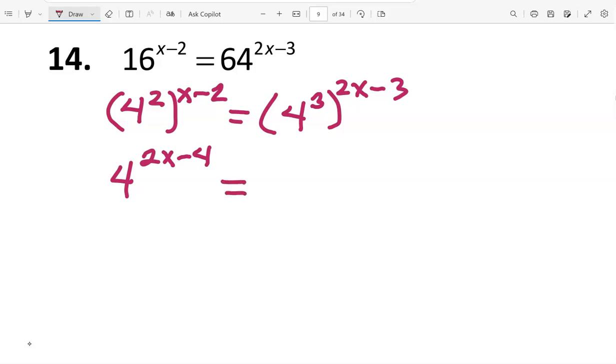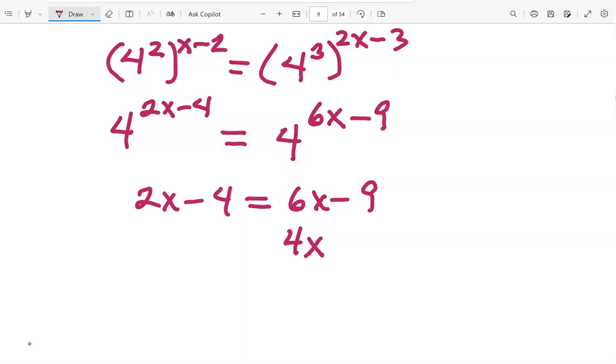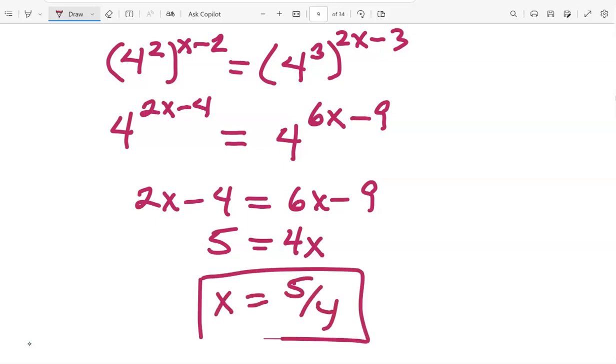On the right side, same thing, power to a power, we multiply the exponents. Don't forget to distribute that 3 to both of the terms in 2x minus 3. Now that both sides are powers of 4, we can equate the exponents, so 2x minus 4 is equal to 6x minus 9. Subtracting 2x and adding 9, we get 5 is equal to 4x, so x is equal to 5/4.